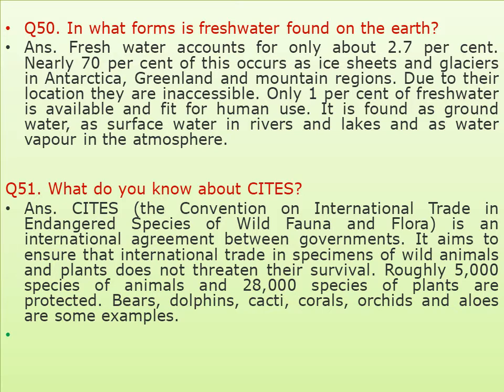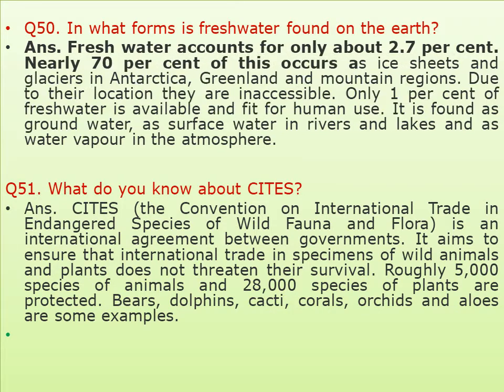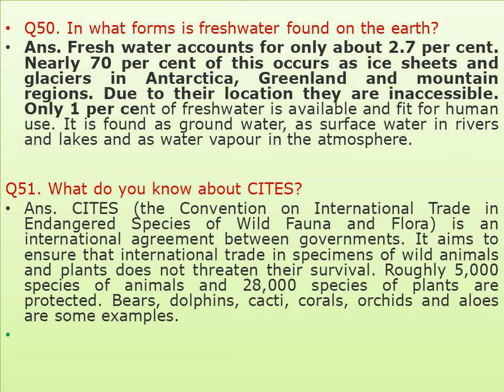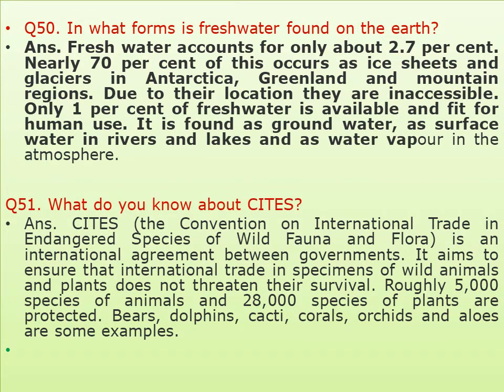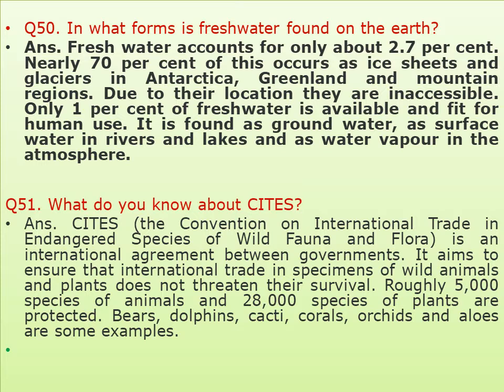Question number 50. In what forms is fresh water found on the earth? Answer. Fresh water accounts for only about 2.7%. Nearly 70% of this occurs as ice sheets and glaciers in Antarctica, Greenland, and mountain regions. Due to their location, they are inaccessible. Only 1% of the fresh water is available and fit for human use. It is found as groundwater, as surface water in rivers and lakes, and as water vapor in the atmosphere.